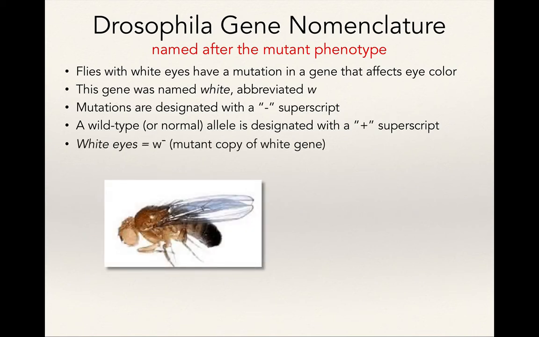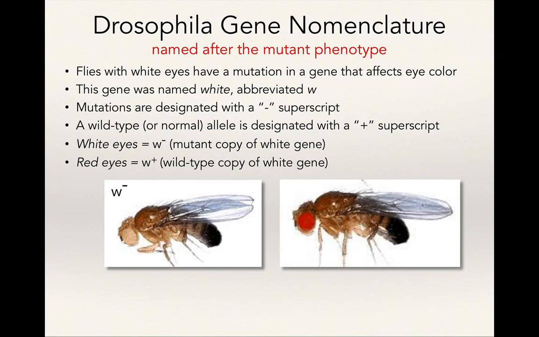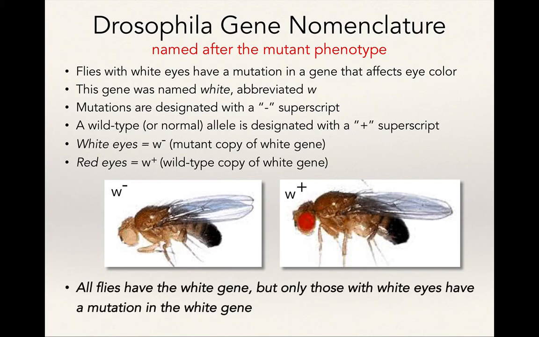Therefore, flies with white eyes are white minus and have a mutant copy of the white gene. Flies with red eyes are W plus and have a wild type copy of the white gene. This can be quite confusing because the genes are named after the mutant phenotype. An easy way to think about it is remembering that all flies have the white gene, but only those with white eyes have a mutation in the white gene.